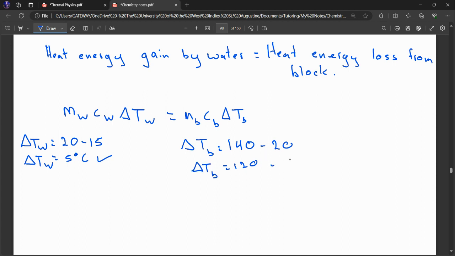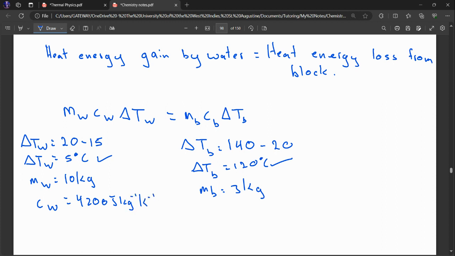Nice, degrees Celsius. Do I know the mass of the water? Yes, I do. The mass of the water was given to be 10 kilogram. The mass of the block, we know that was given to be 3 kilogram. The specific heat capacity of the water, we know that to be 4200. I could put the unit joule per kilogram per Kelvin. We don't know the specific heat capacity of the metal block. This is CB. This is what we don't know. We have to solve for that.